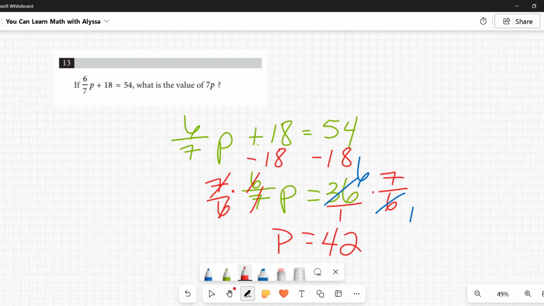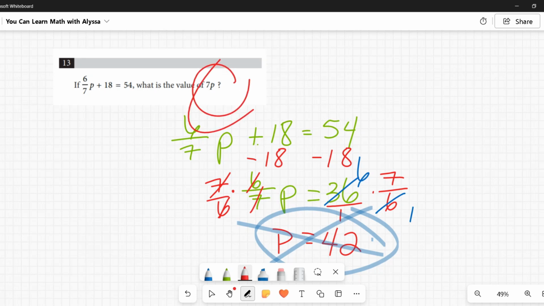And this is where they're going to get you, because a lot of students, once they solve for p, think they're done. And you're like, no, they didn't ask for p. They will forget that they asked for 7p. So they want 42 times 7, which is 294. So 294 is my answer.